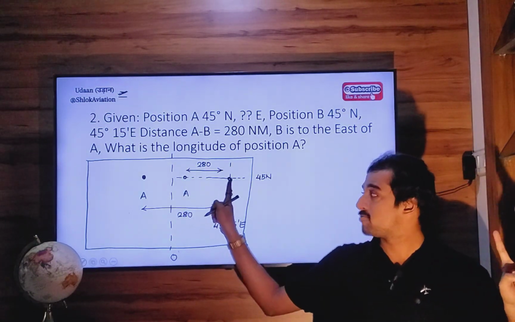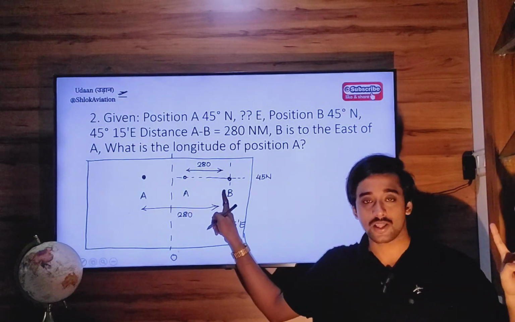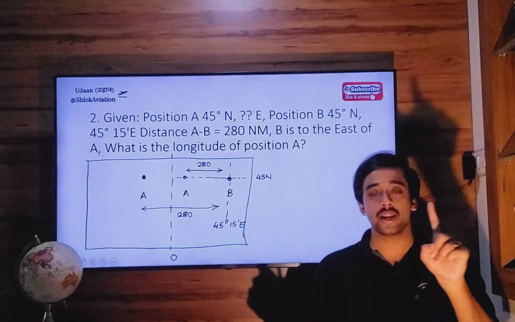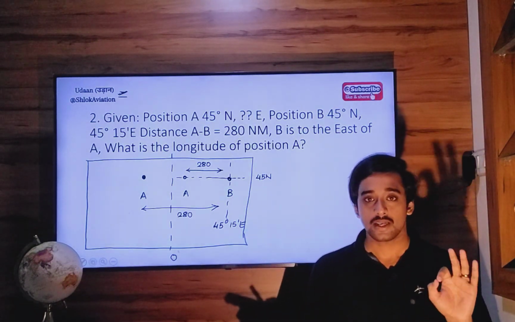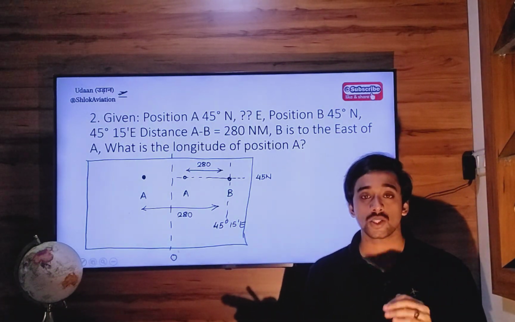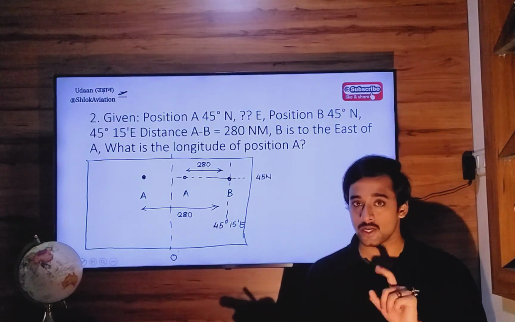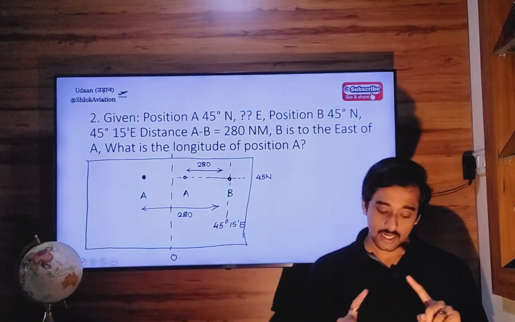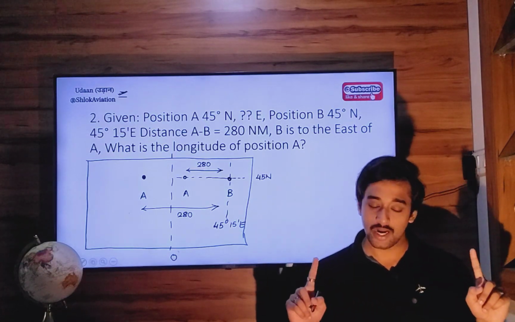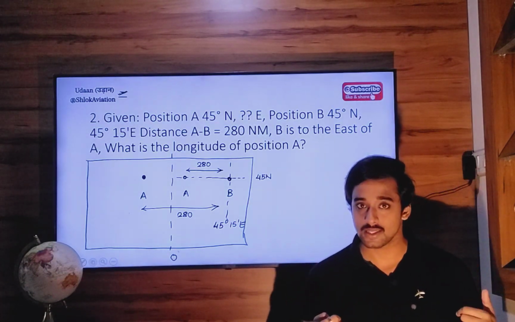So we know that if two positions are on the same latitude, the line joining them will be the rhumb line. We all know that all parallels of latitude are rhumb lines. The equator is one parallel of latitude which is both a rhumb line and a great circle. But now we are at 45 north latitude, not the equator. So the distance between them, which is 280 nautical miles, is nothing but a rhumb line distance.